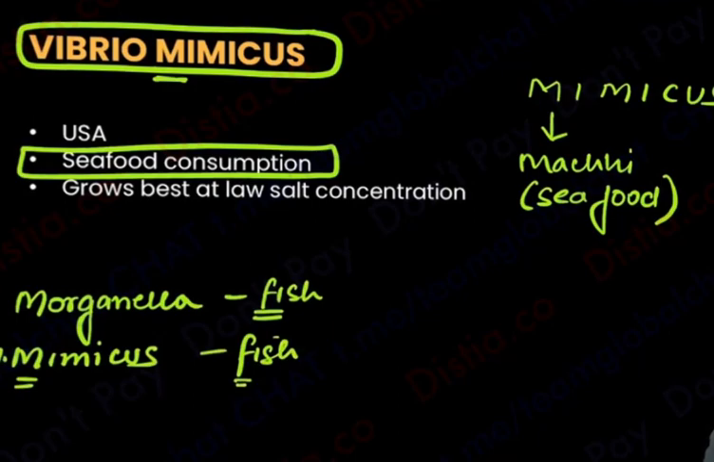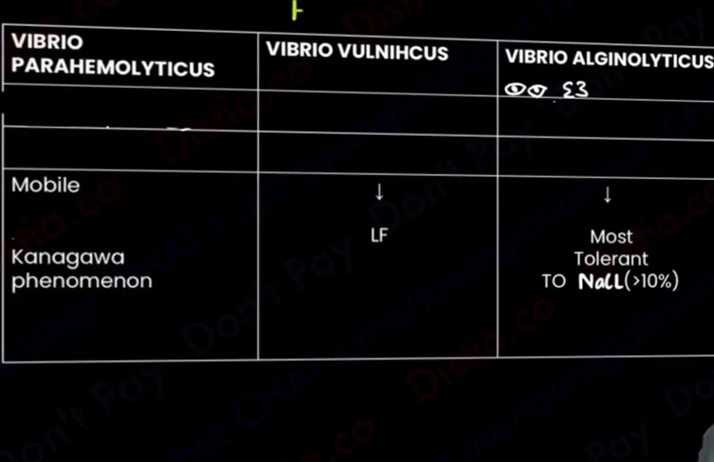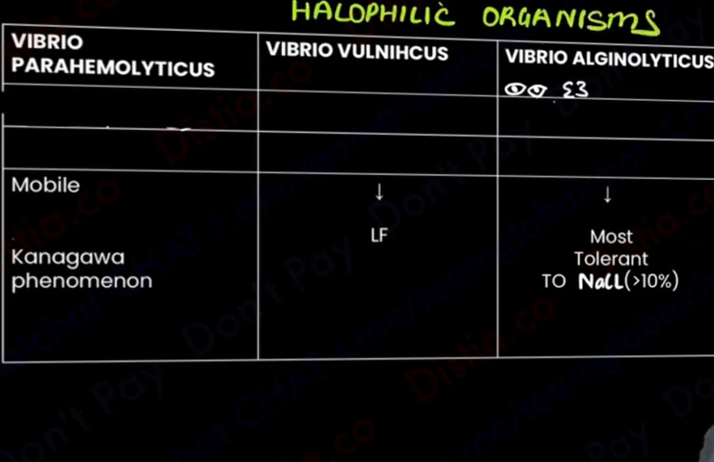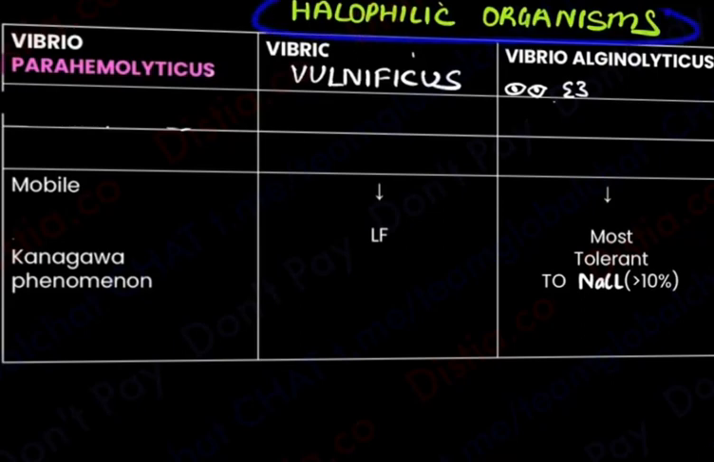So all the non-halophilic are done, but I am interested in the ones that love salt. Those are the halophilic organisms: Vibrio parahemolyticus, Vibrio vulnificus, and alginolyticus. Now you will say, ma'am, all of them are salt loving, 7 to 10% salt, all of them will survive it. But which is the most tolerant to salt? NaCl 10% and above: alginolyticus. This question has come very often in the exam.